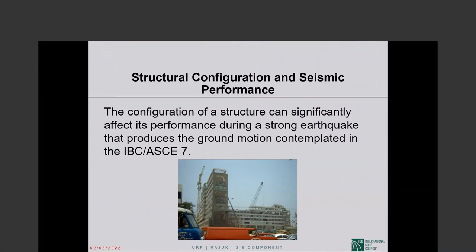The configuration of a structure can significantly affect its performance during a strong earthquake that produces the ground motion contemplated in the IBC and ASCE 7, same as BNBC 2020. The picture shows the Ministry of Transportation and Telecommunication, Mexico City. I showed you the picture the other day. This was in the wrong height range, so it was kind of a resonant response, but the L shape of the building did not help. That meant a lot of torsion, which always hurts.